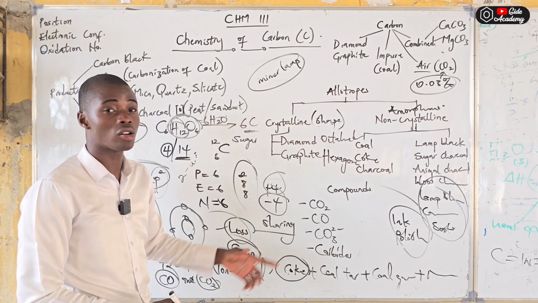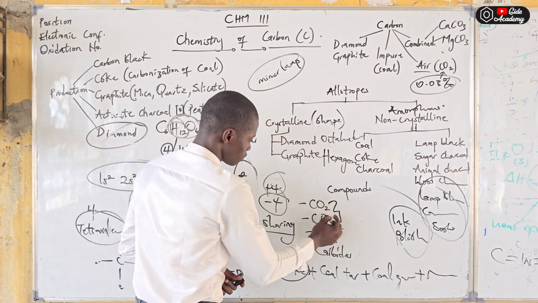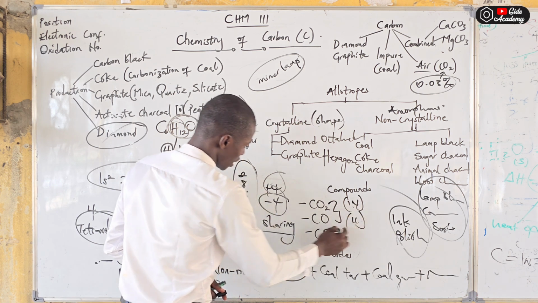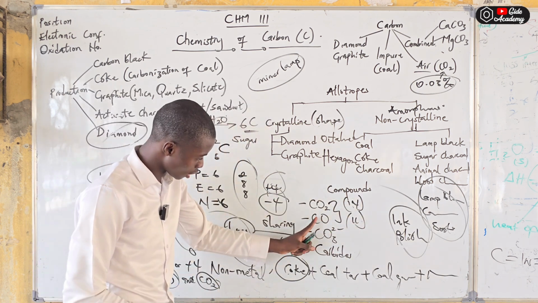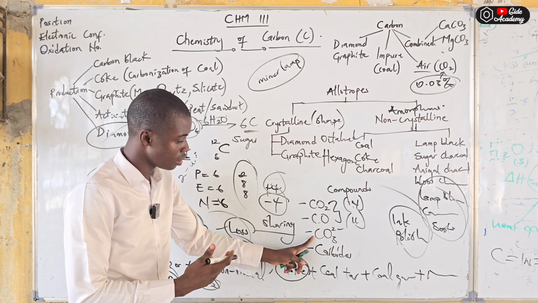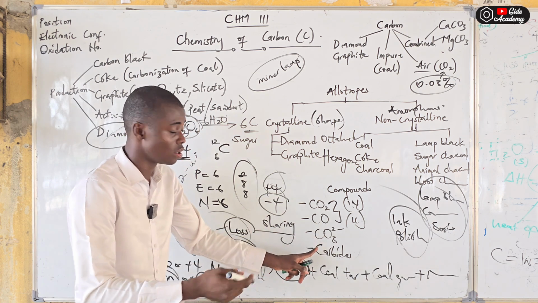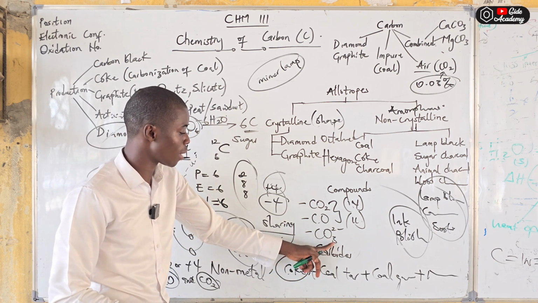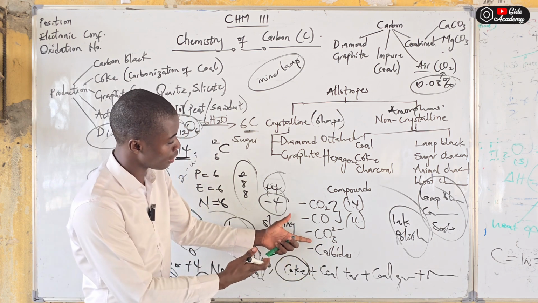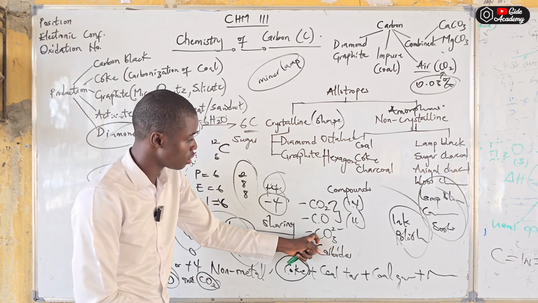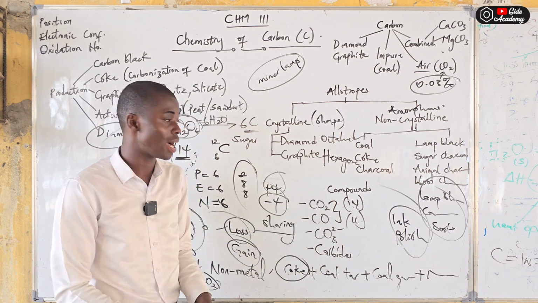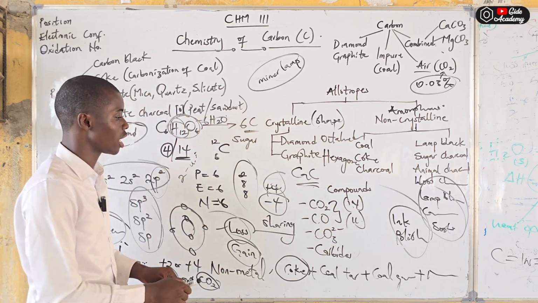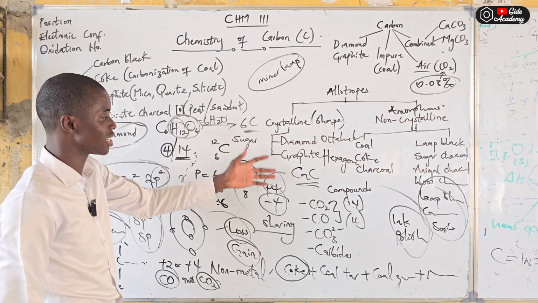So let's quickly move to compounds of carbon. We have oxides of carbon, which can be carbon(II) oxide or carbon(IV) oxide. This one is carbon(IV) oxide, while this one is carbon(II) oxide. We have carbonates of carbon. For example, magnesium carbonate, that is in dolomite, and calcium carbonate, which is in limestone. So those are compounds of carbon. Then we have another one, carbide. For example, we have CaC2. This is called calcium carbide.